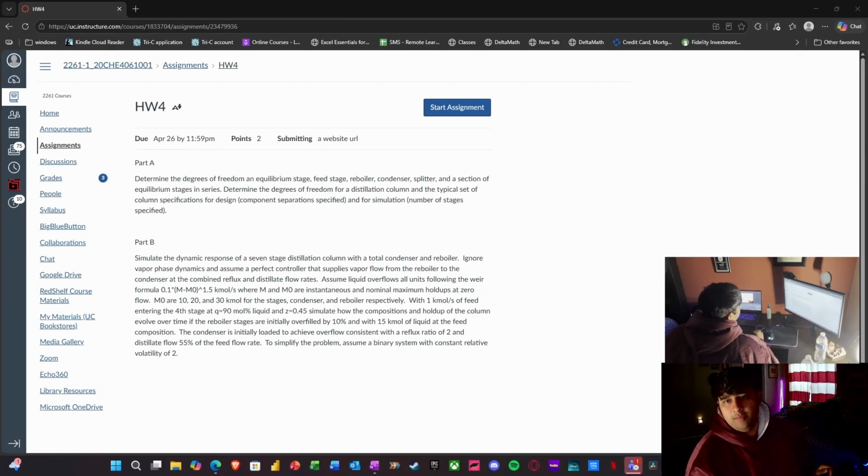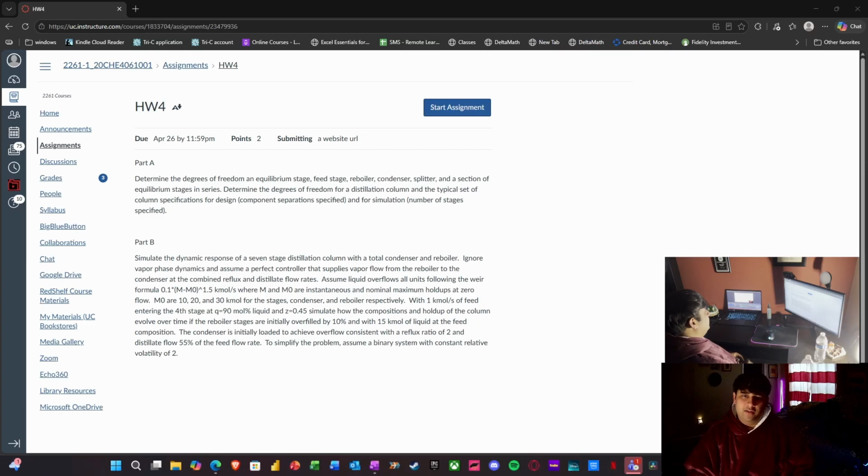This is separations part 4, part A. We're going to be determining the degrees of freedom for an equilibrium stage, feed stage, reboiler, condenser, splitter, and a section of the equilibrium stages in series, and determine the degrees of freedom for a distillation column and the typical set of a column's specifications for design and for simulation.